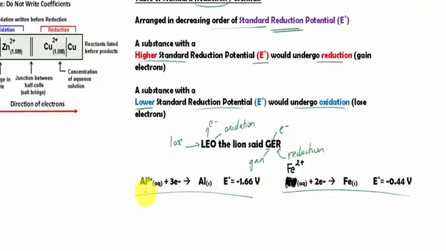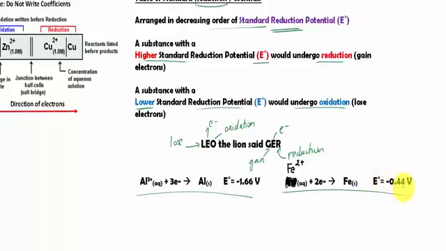In this example, we have aluminum 3 plus gaining 3 electrons to become aluminum solid with the standard reduction potential of negative 1.66 volts. In this case, I have iron 2 plus, plus 2 electrons to form solid iron, and it has a standard reduction potential of negative 0.44 volt.